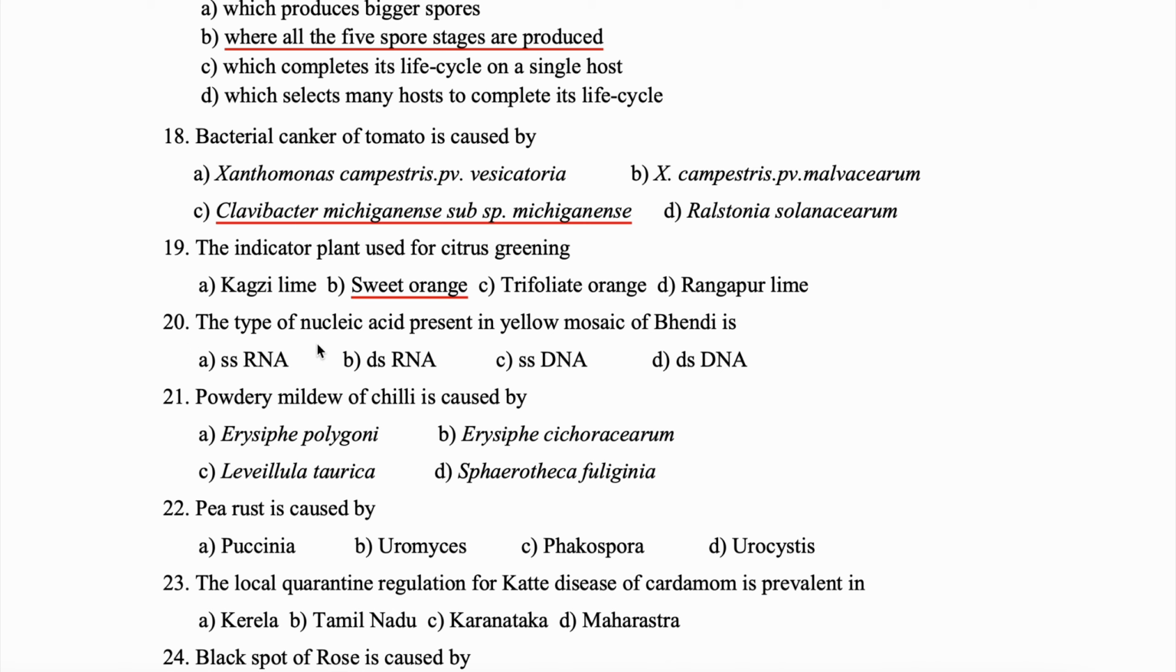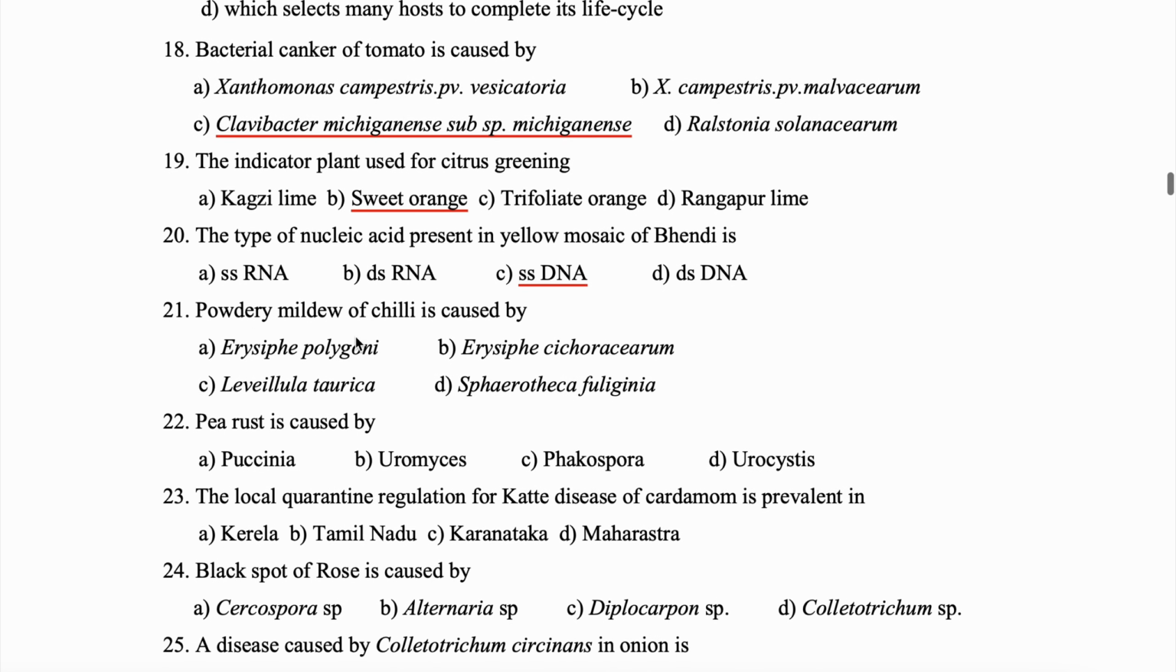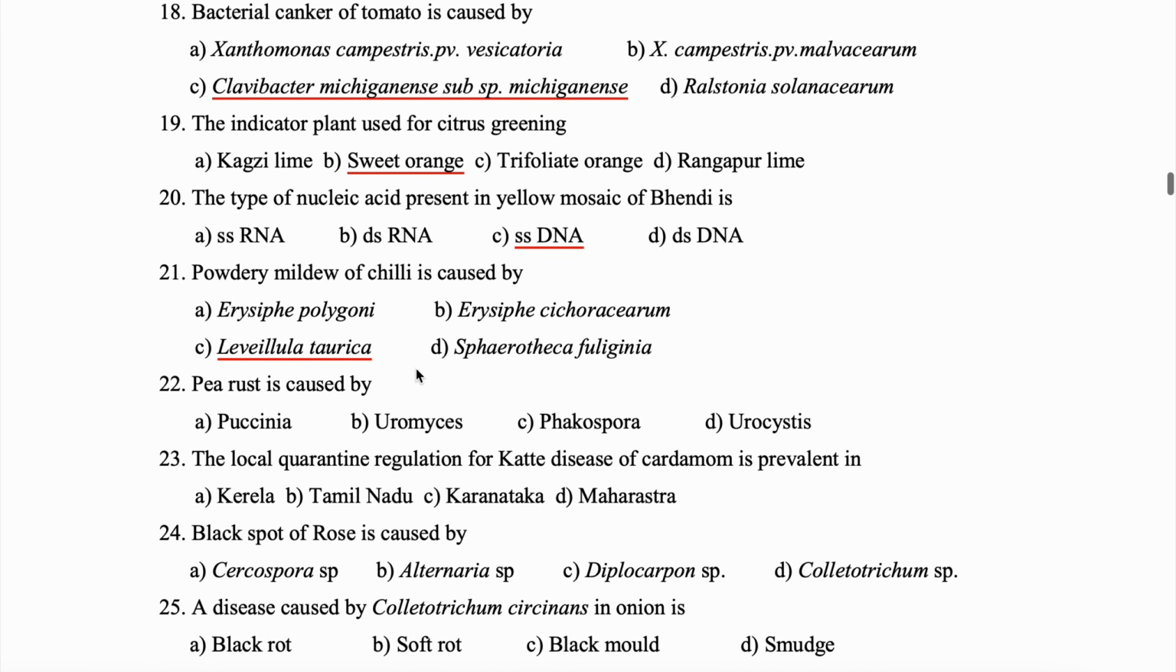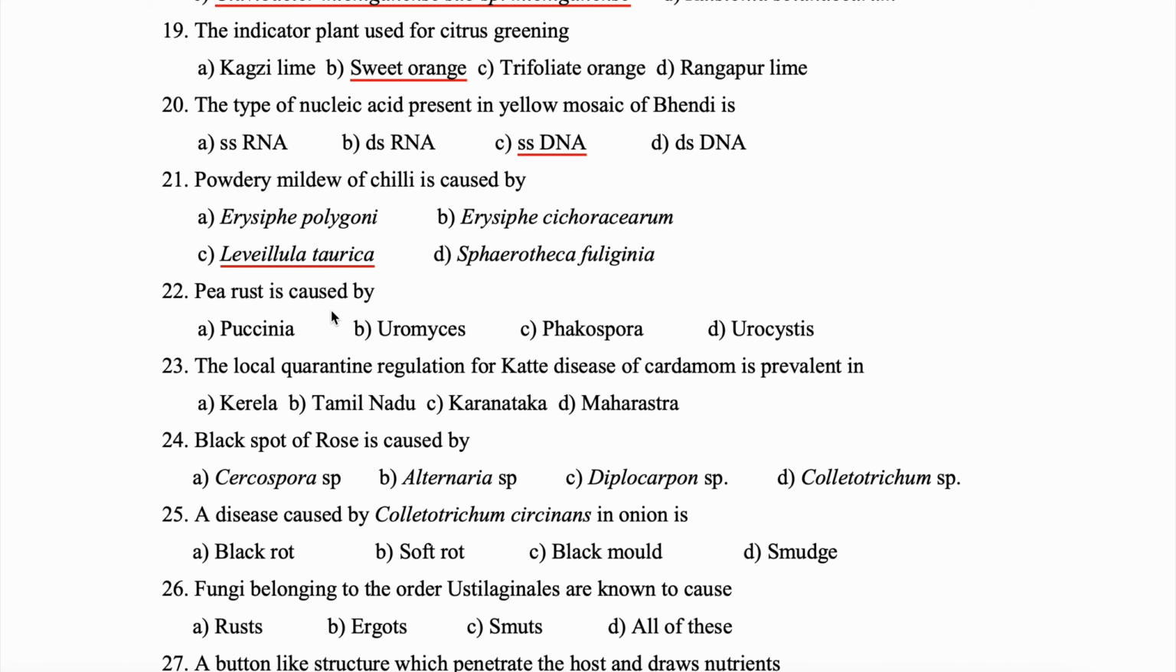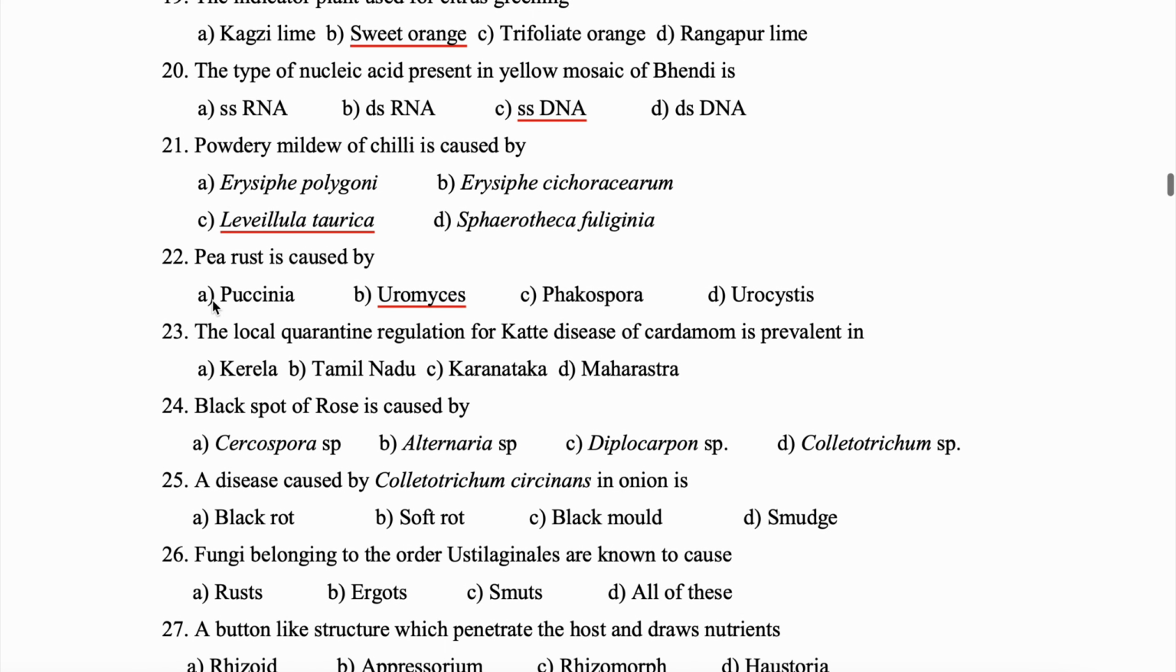Question 20. The type of nucleic acid present in yellow mosaic of bhindi. Again, it is a Gemini virus, so it will be single-stranded DNA. Question 21. Powdery mildew of chili is caused by Leveillula taurica. All these are the genera of powdery mildew, but in case of chili, it is Leveillula. Question 22. Pea rust is caused by Uromyces. Again, all these are the genera of rust, but for pea rust, it is Uromyces.